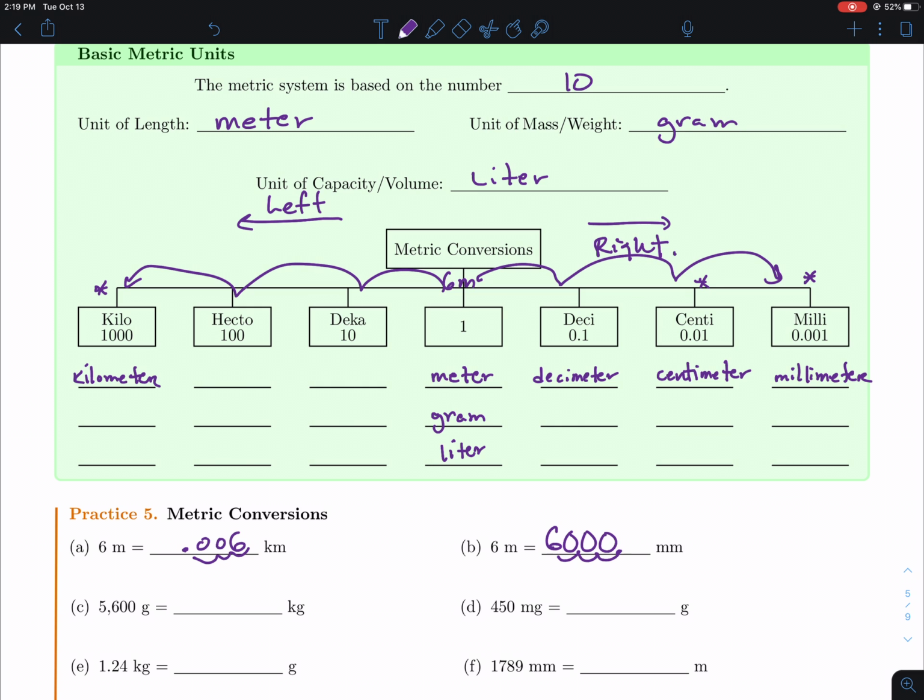And that's why metric is so nice, because the conversions are super, super easy. You're just changing decimal places, as opposed to, you'll see how complicated some of the other ones are when you actually get to it.